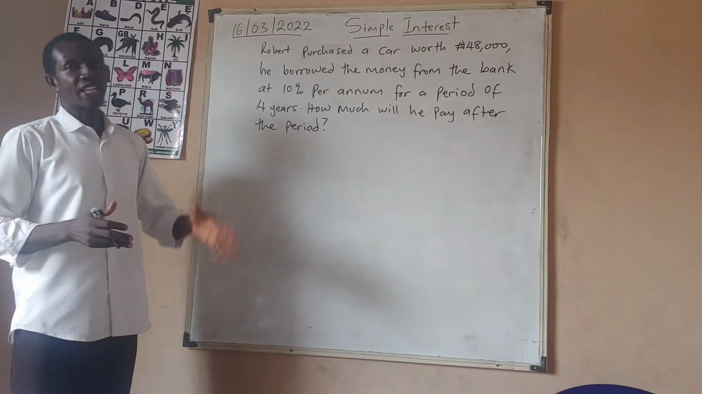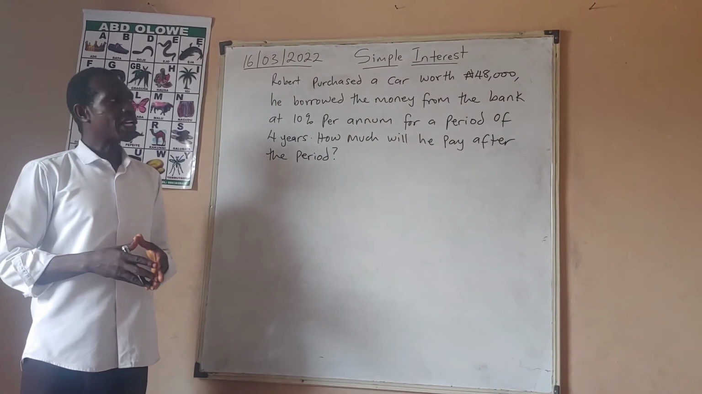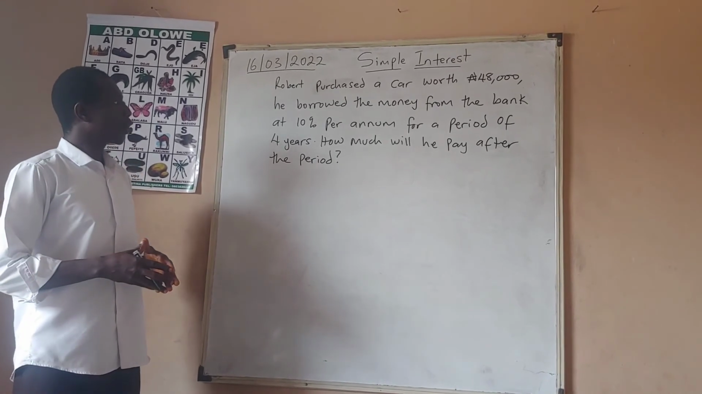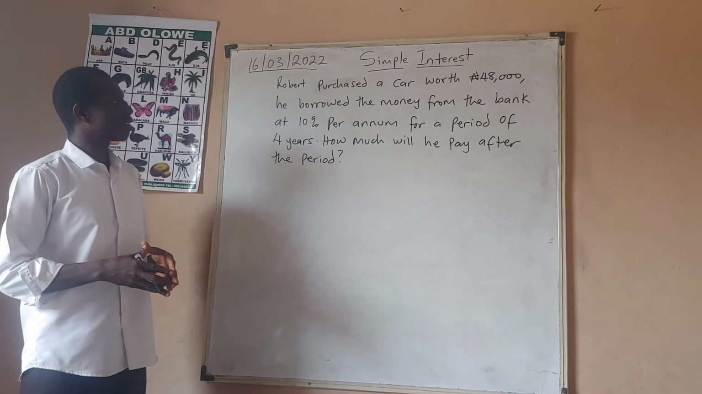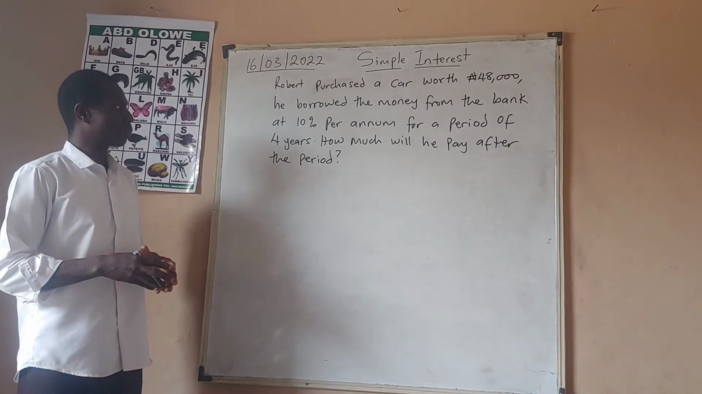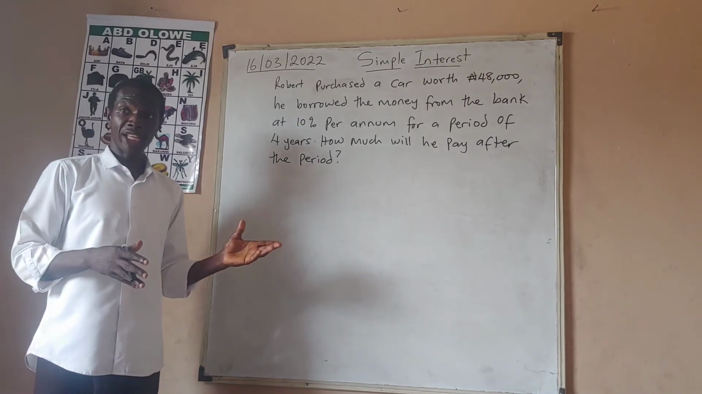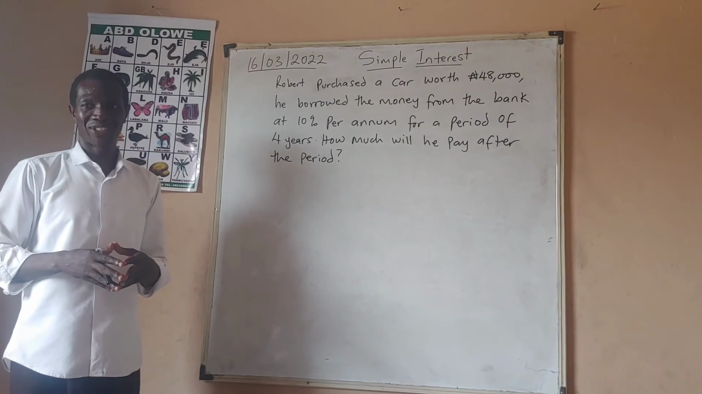Now, what is the principal from this question? 48,000. Beautiful. What is the rate? 7%. Beautiful. And what is the time? 4 years. Can you do this for me? Yes. Good. Put your hands together for yourself.